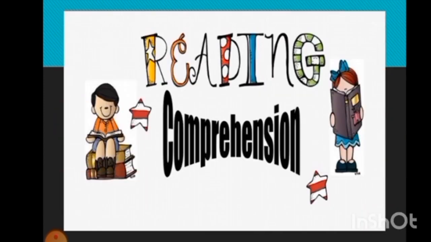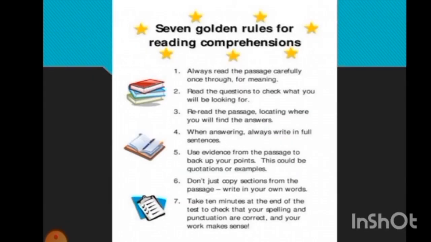Now that was all about the simple past tense, and we are going to talk about reading comprehension. We have been practicing reading comprehension for many years since we were in school. Still, I want to tell you the rules for reading comprehension: there are 7 golden rules when you are solving a reading comprehension. So let's see what these rules are.